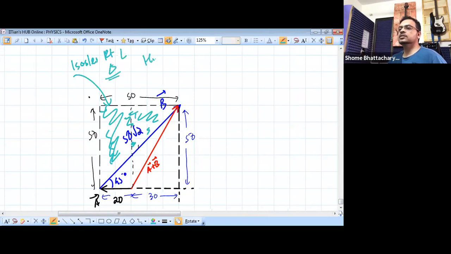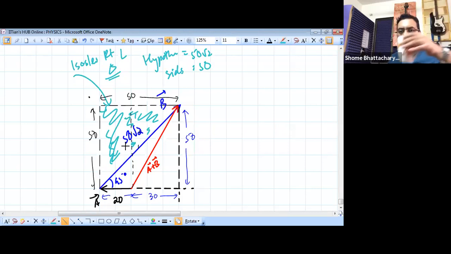Whose hypotenuse is how much? 50√2. So how much will the sides be? 50. So that's why this side above is 50 and this side below is 50. Understood, Nameed? Right, so that's the first triangle.